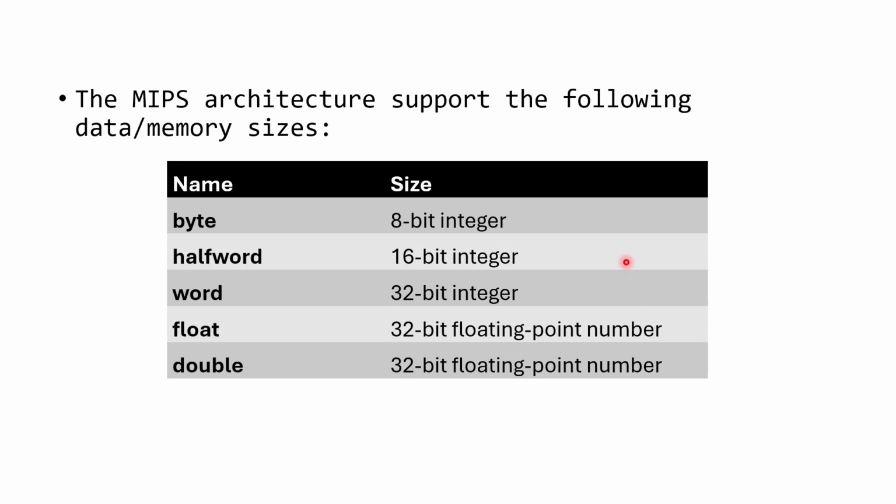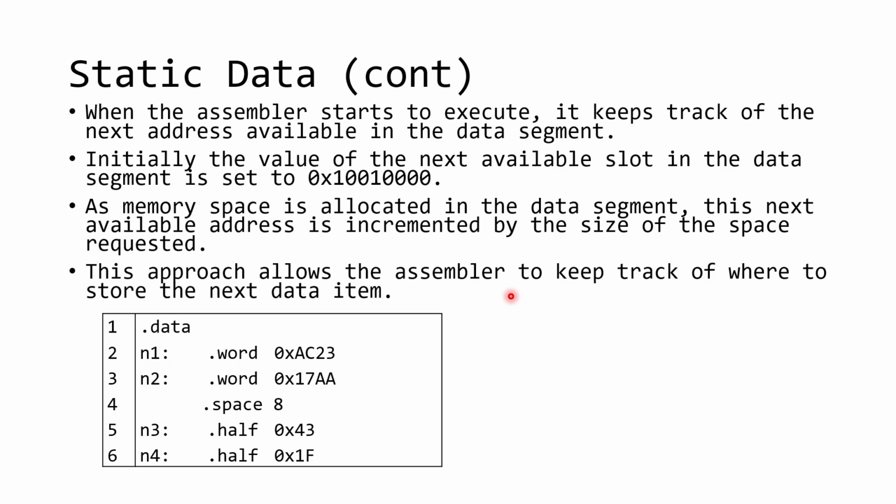MIPS architecture supports the following data or memory sizes: byte, half word, and word. A byte is an 8-bit integer, a half word is 16-bit, and a word is a 32-bit integer. We can also have float and double, where float is a 32-bit floating point number.